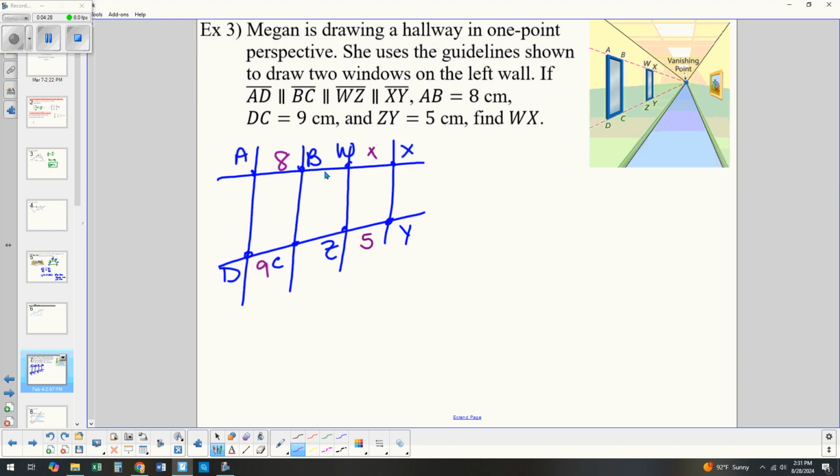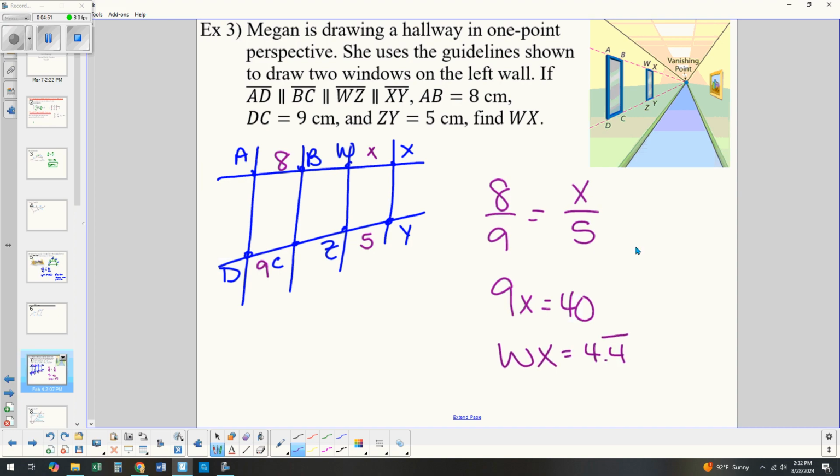It doesn't matter that there was a segment between them. They're still part of parallel lines intersecting these transversals. So I could still set up 8 over 9 equals X over 5. So it's going to be 9X equals 40. And we get X is 4.4 repeating. So I'm going to say WX equals 4.4 repeating centimeters.